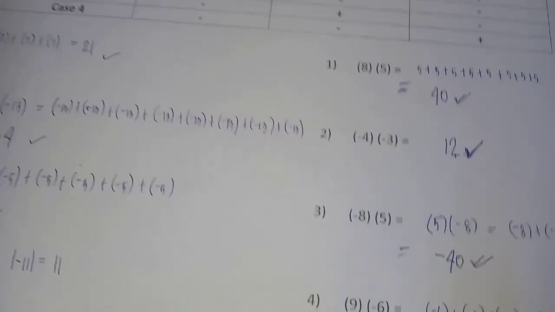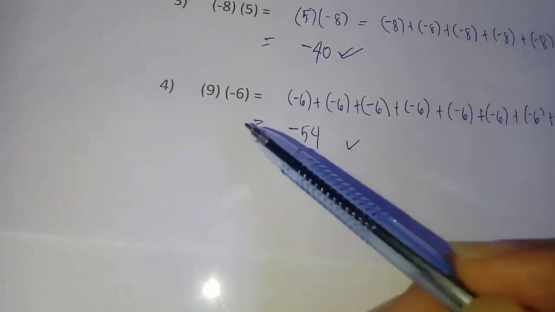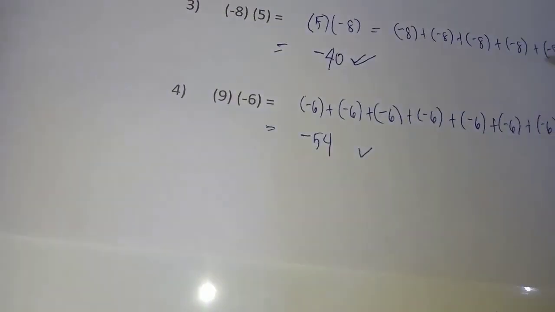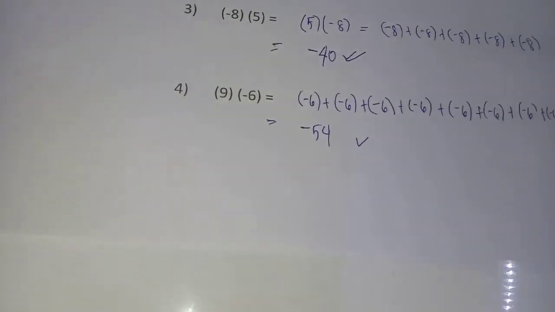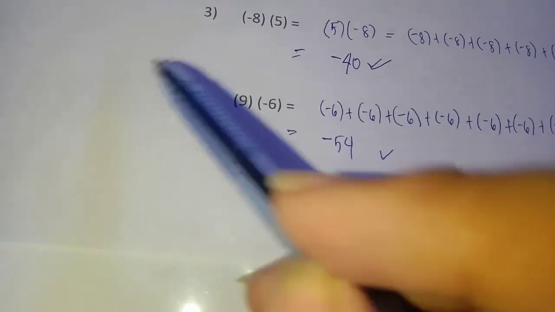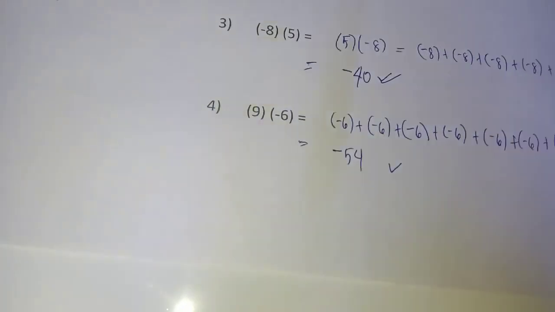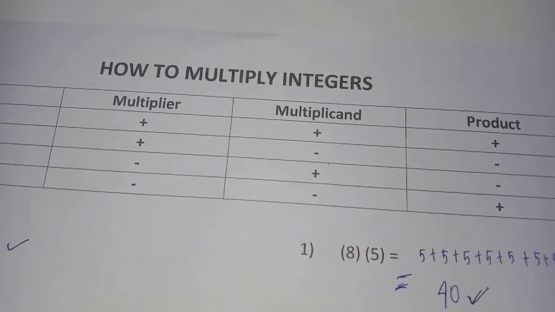This is case number 2, wherein our multiplier is positive and our multiplicand is negative. And the product is always negative. If the integers have different signs, the product is negative. Hence, 9 times negative 6 is equal to negative 54. So that's how to multiply integers.